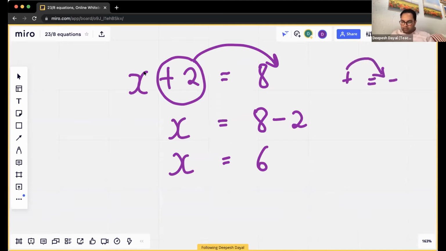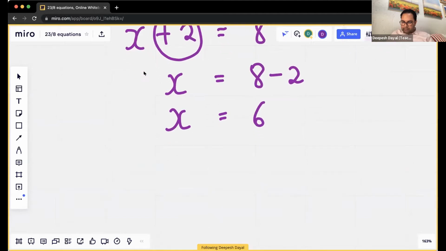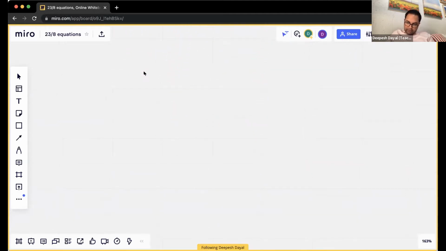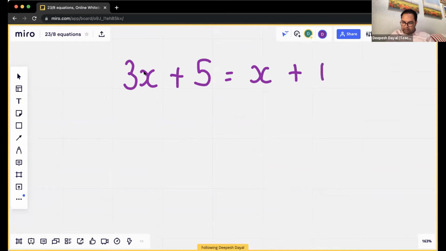Okay. We're going to look at a little bit of a more complex one now. Say we get this: 3x plus 5 equals to x plus 10. Okay, so we need to then bring the x's to one side and the numbers to the other side. So we're going to take the x's to one side and the numbers to the other side, right?